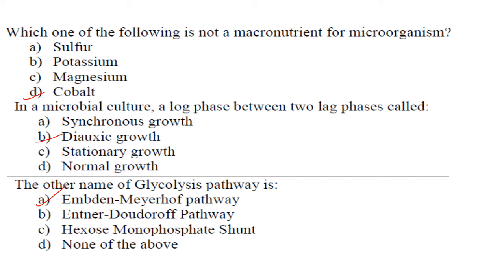In a microbial culture, a log phase between two lag phases is called diauxic growth. Answer is option B. Then the other name of glycolysis pathway is Embden-Meyerhof pathway, EMP pathway. Answer is option A.